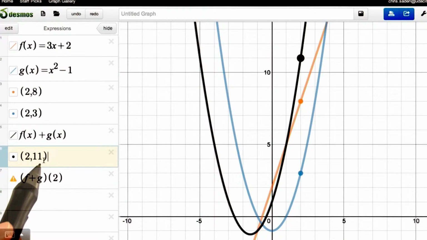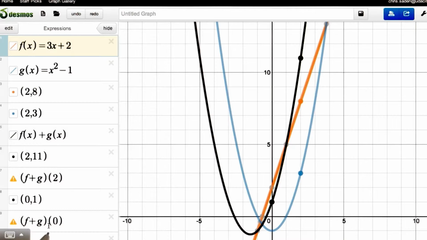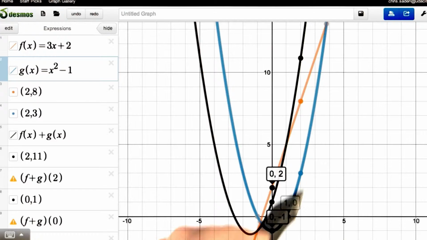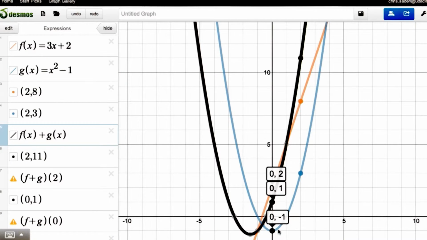So this point came from adding f plus g of 2. But remember, we also found another point, f plus g of 0. We found f plus g of 0 by adding the y-coordinates for here together. We had 0, 2 on our orange graph, or f of x, and we had 0, negative 1 on our blue graph, g of x. So on our new graph, f plus g of x, we have the value 0, 1.